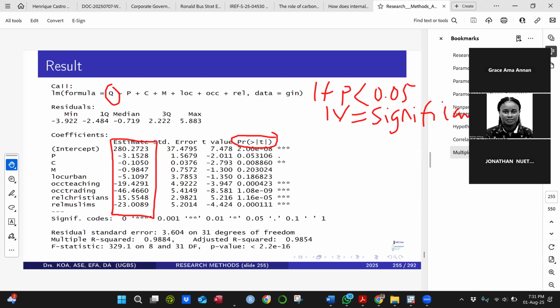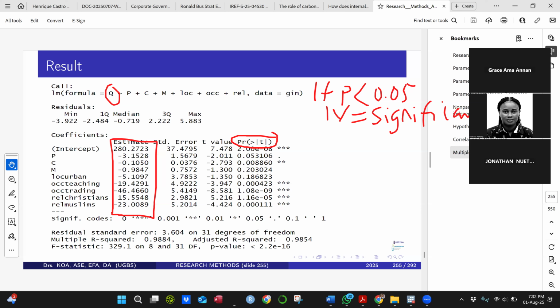So please, when it comes to log urban also, the p-value, which is 0.18, is greater than 0.05. Since you said 0.18, you have to be specific. Since you stopped at 8, you have to be clear whether you've taken into consideration the decimal places. Let me mention also, since log urban's p-value, which is 0.186823, is greater than 0.05, therefore the estimate is insignificant.